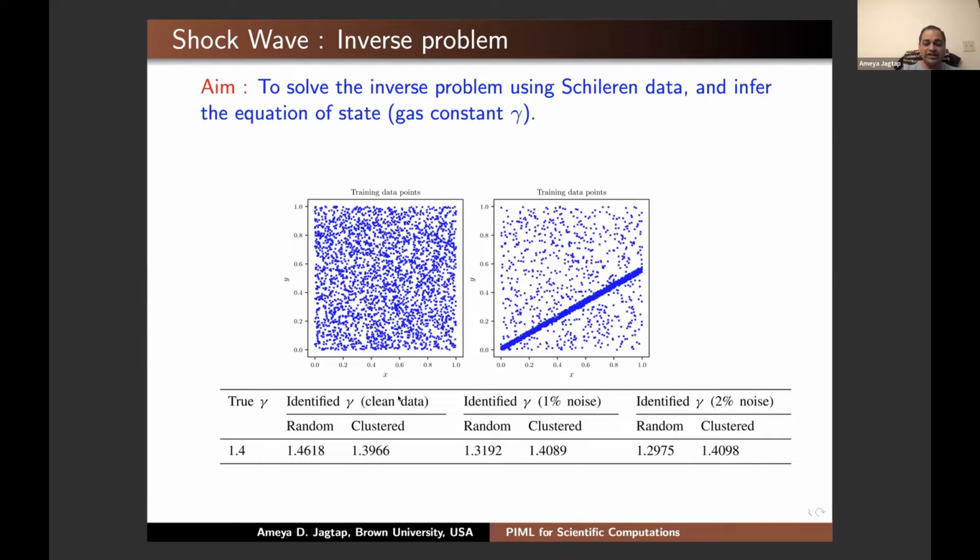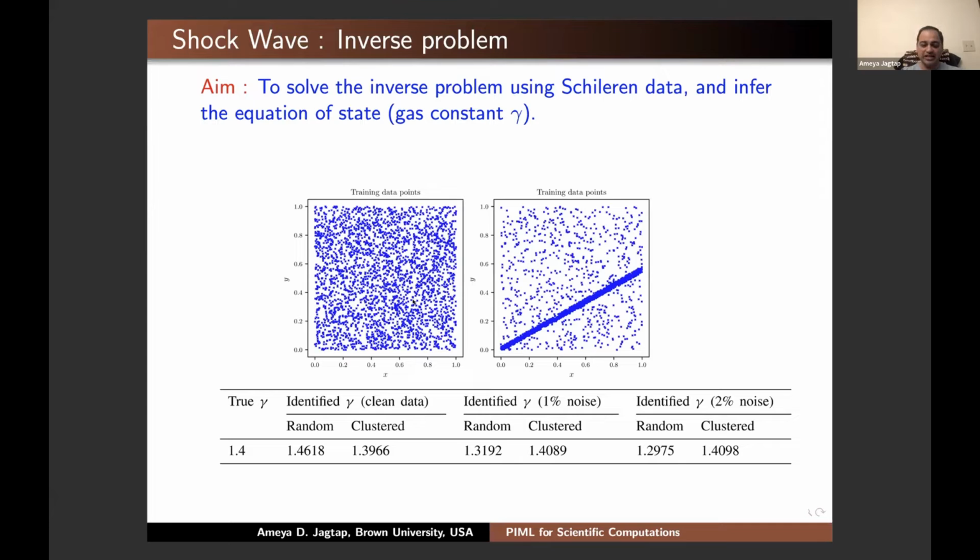So I tried with clean data. The data obtained from the Schlieren is clean, there is no noise. And for the random points, the actual value of gamma is 1.4, but I got 1.46. And with the clustered points, I'm quite close to 1.4, because the orientation of the shock wave plays a big role here. Even a slight change in the angle of the shock wave can give you a completely different solution. That's why the clustered points are giving much better results than the randomly chosen points.